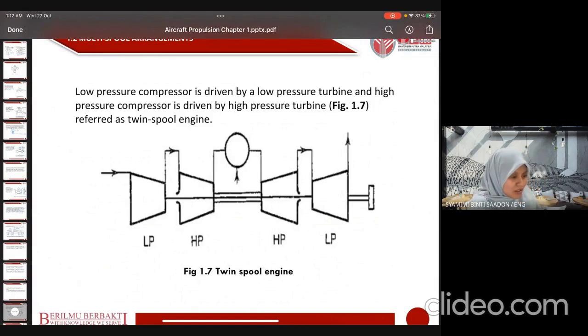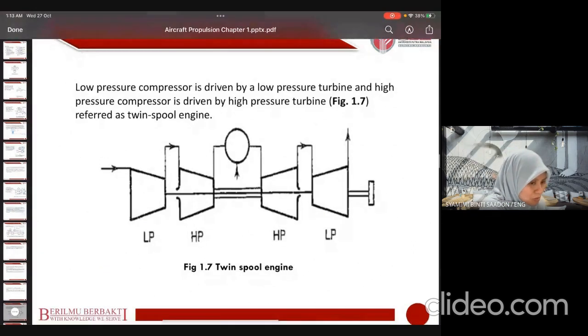Okay, so twin spool engine. Just now we only saw single spool. Now, twin spool. You have low pressure and high pressure: low pressure compressor, high pressure compressor, high pressure turbine, and low pressure turbine. Okay, so it is called twin spool. So the low pressure compressor is driven by the low pressure turbine, and the high pressure compressor is driven by the high pressure turbine. So easy as that.